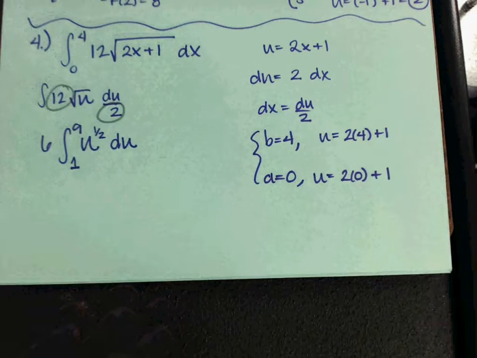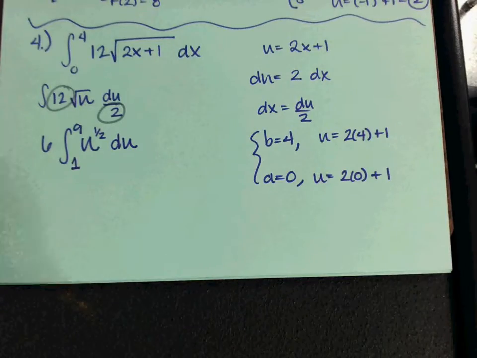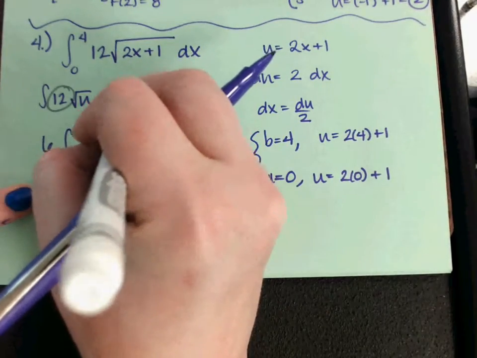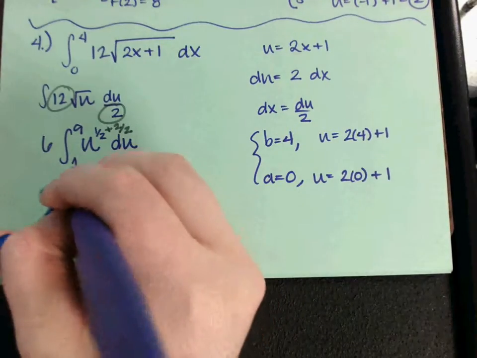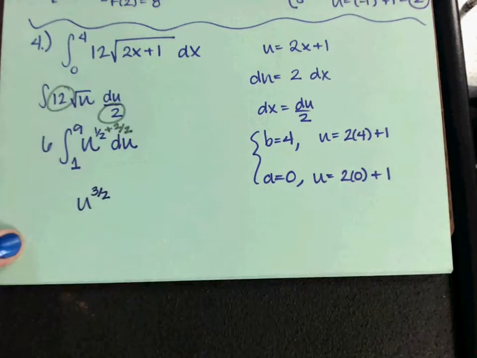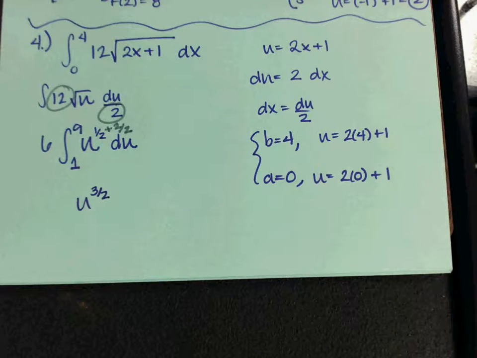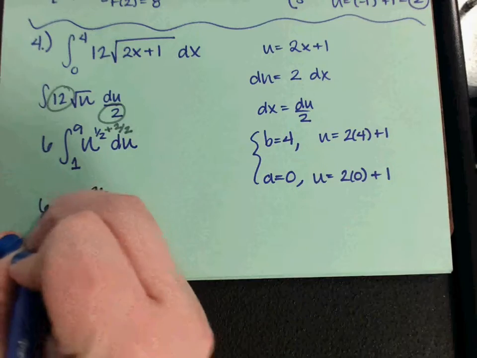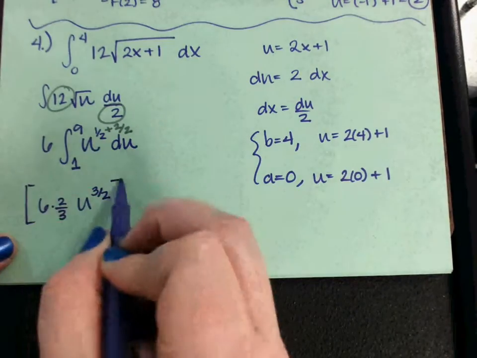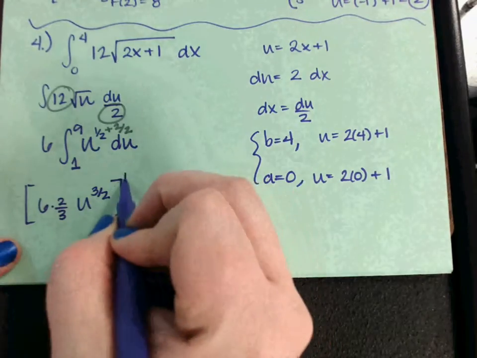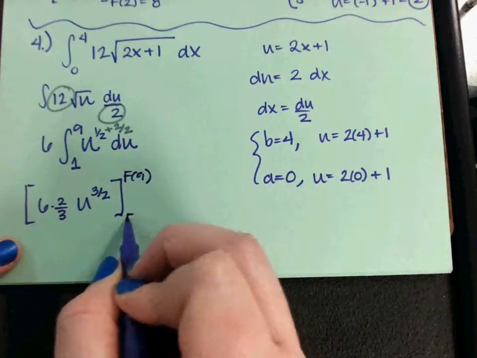Okay, take the antiderivative. Okay, if that's a 1/2, some of y'all struggled on this problem on your test. 1/2 plus 2/2 makes 3/2. And then when you divide by 3/2, you're multiplying by what in the front? 2/3. Good. Okay, and then I'm going to plug in 9, and then I'm going to plug in 1.